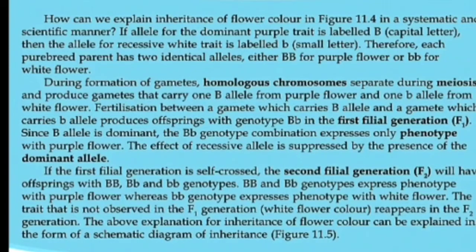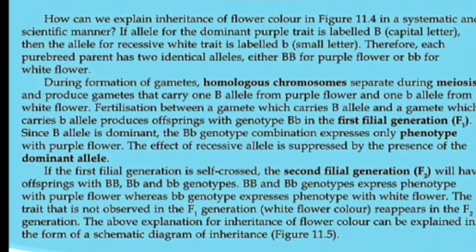During formation of gametes, homologous chromosomes separate during meiosis and produce gametes that carry one B capital letter allele from purple flower and one B small letter allele from white flower. So, during formation of gametes, homologous chromosomes separate during meiosis and will produce gametes that carry one B capital letter from purple flower and one B small letter from white flower.